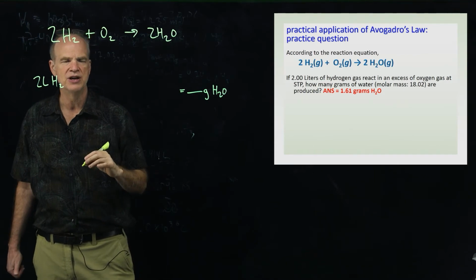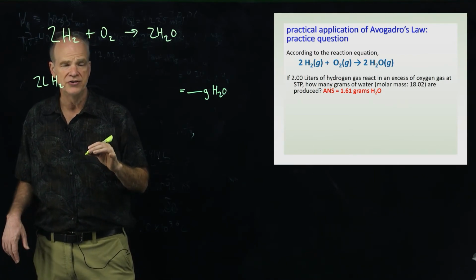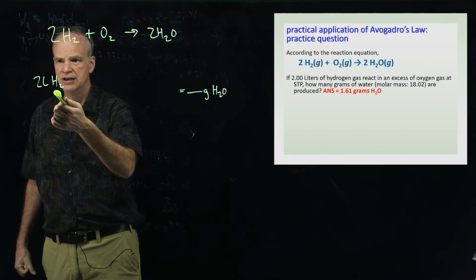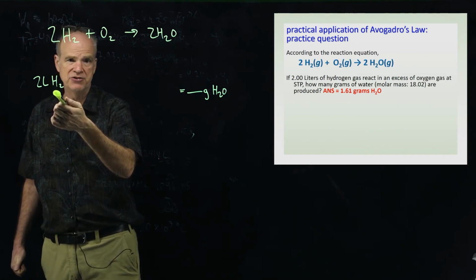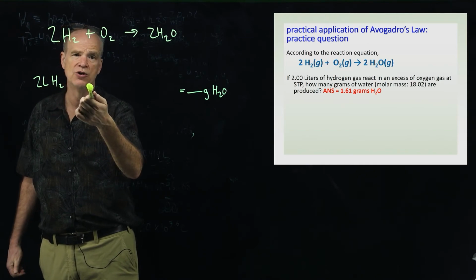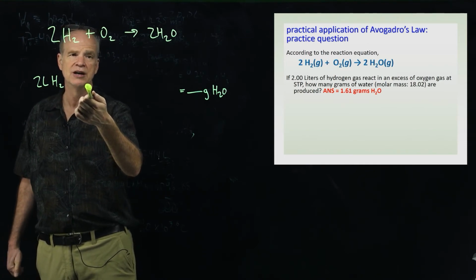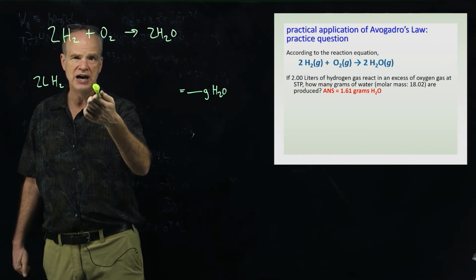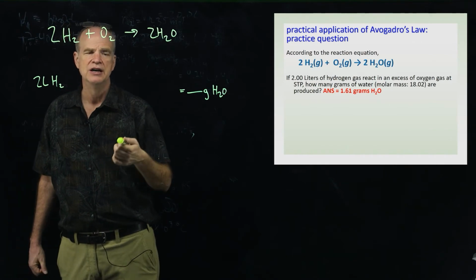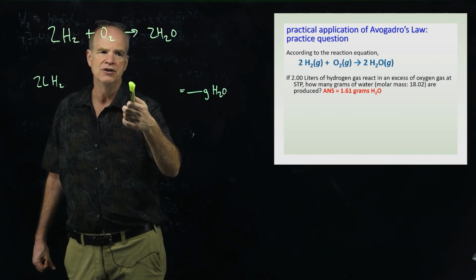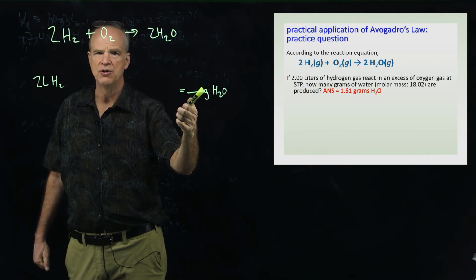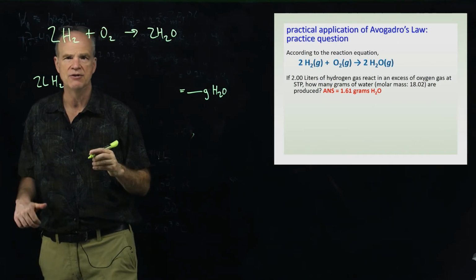I'm going to show you both ways. One way is to take the 2 liters of hydrogen, and because we are at standard temperature and pressure, convert this to moles of hydrogen using the molar volume of 22.414. Then once you're at moles of hydrogen, you can convert that to moles of water using the mole ratio. And then once you're at moles of water, you can convert this into grams of water using the molar mass. Let me write that out really quickly.